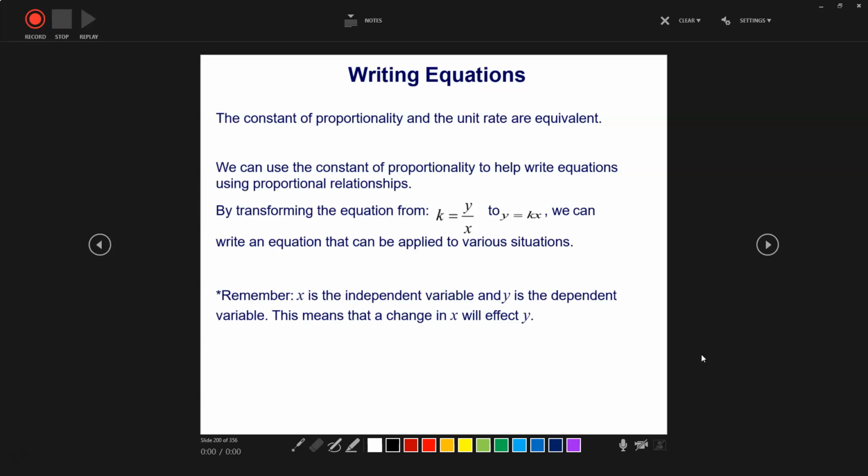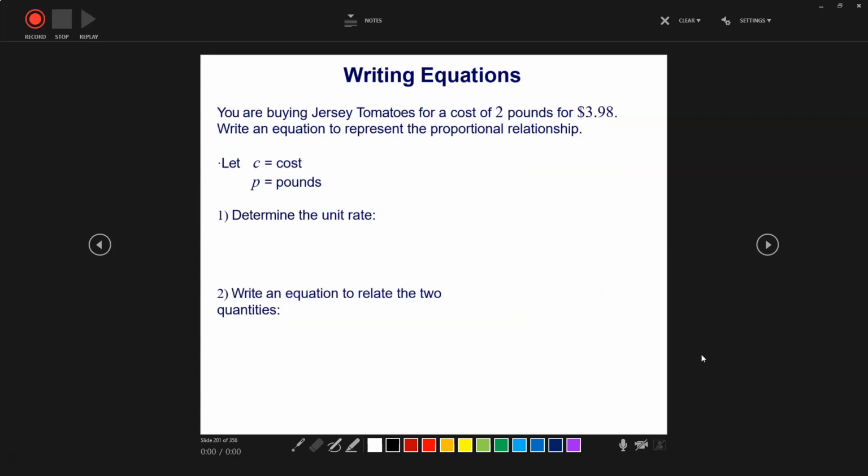We can use the constant of proportionality to help write equations using proportional relationships. So when you transform k equals y over x to y equals kx, we can write an equation that can be applied to various situations. Remember that x is the independent variable and y is the dependent variable. So that means any change in x will affect y. So we're going to do a few examples here.